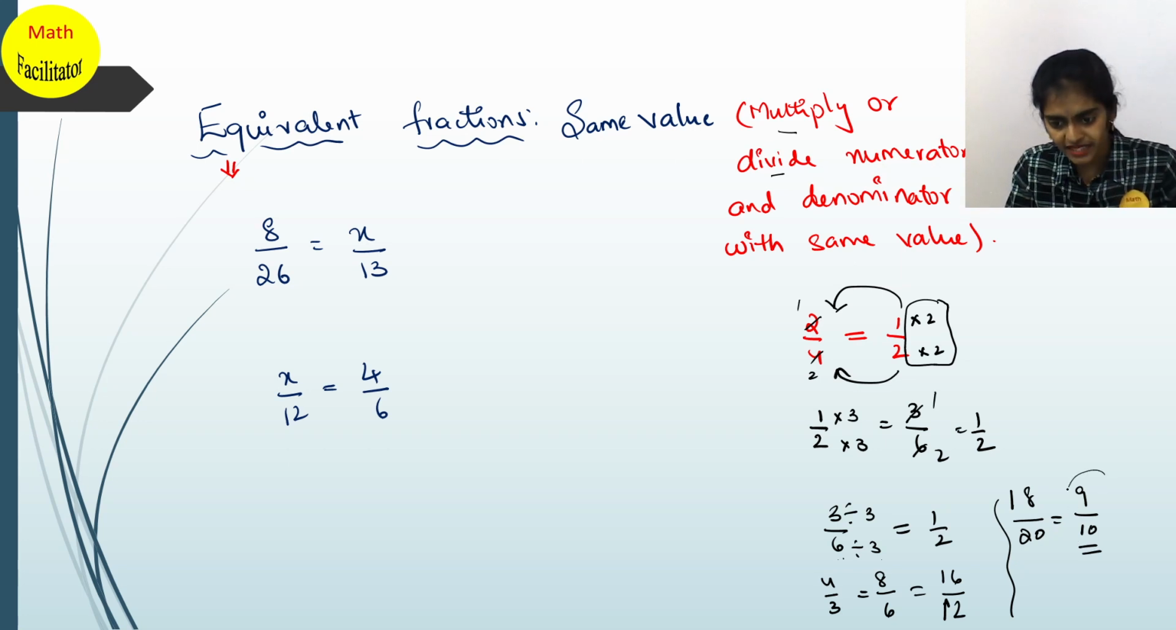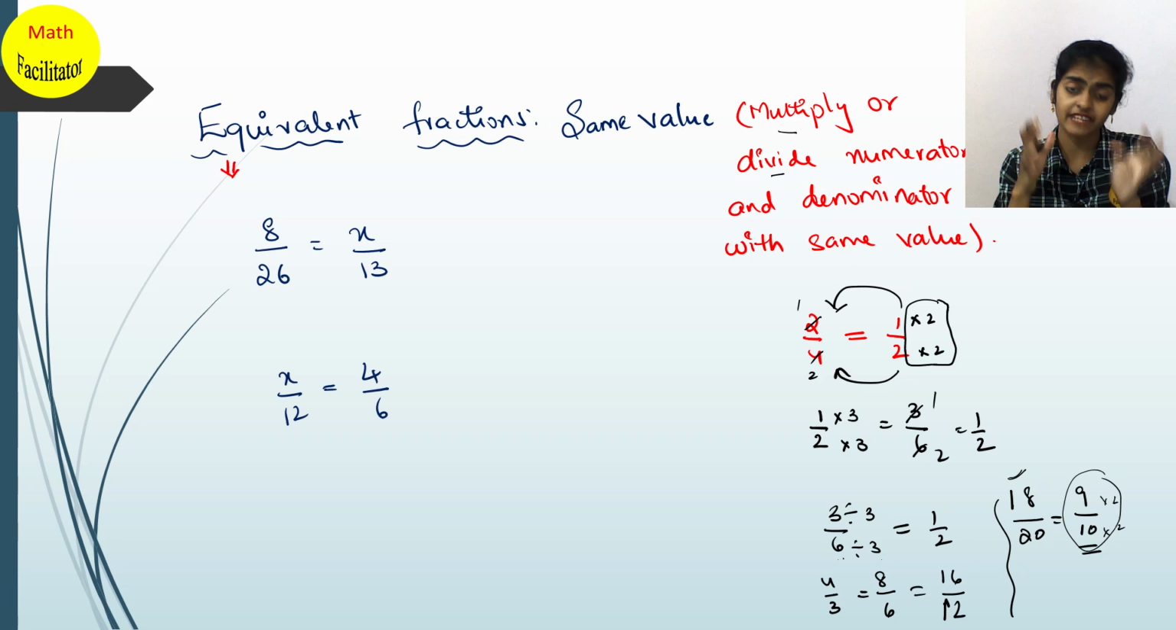Okay, for the simplest term, if you multiply, now here if you multiply 2 and 2, you will get 18 by 20. Okay, the bigger fraction, if you are dividing, you will get the simplest fraction. Okay, so equivalent fractions are nothing but they give you the same value. You can get the equivalent fractions by multiplying or dividing the numerator and denominator by the same value, right?